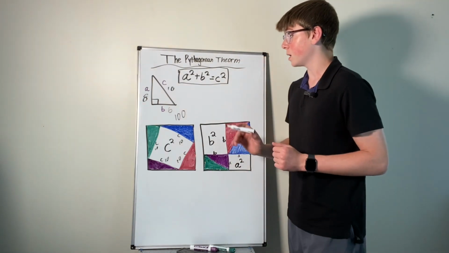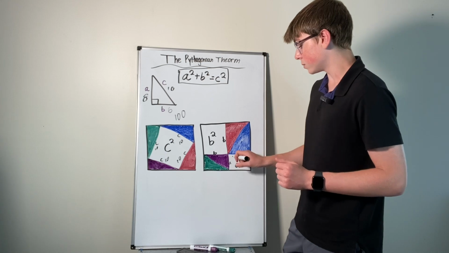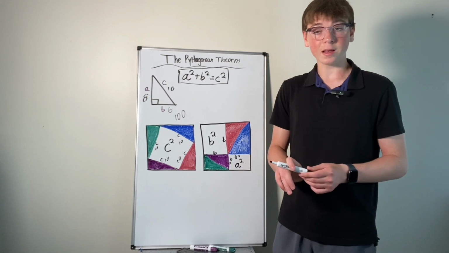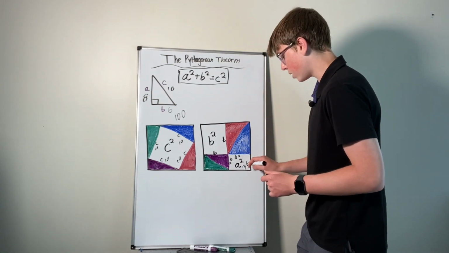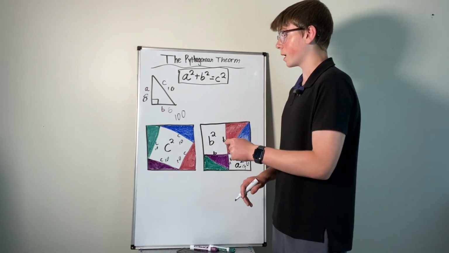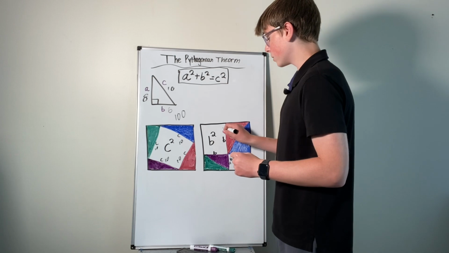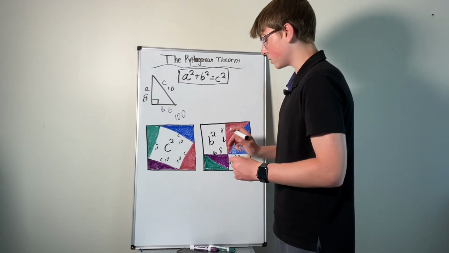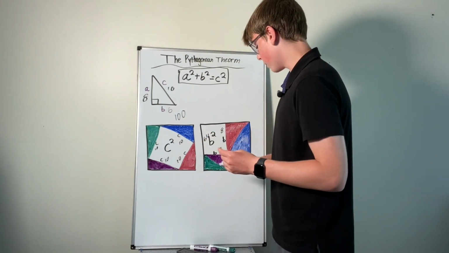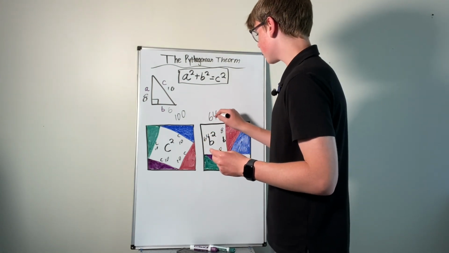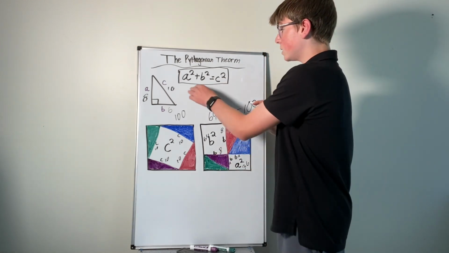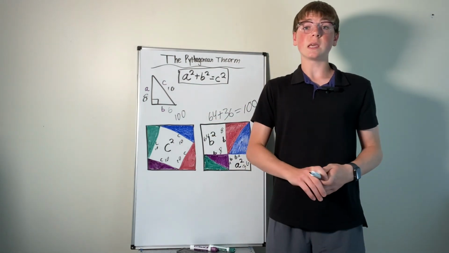Now, this other square is 6 and 8. So this small square will be 6 times 6, and 6 squared is 36. So this small square is 36. Now, this bigger square is going to be 8, so it's 8 times 8, which is B squared. So 8 squared would be 64. So if we do 64 plus 36, we will get 100. So A squared plus B squared does equal C squared.